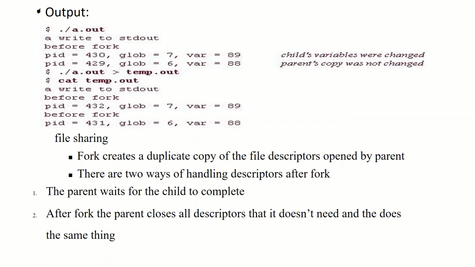After 429, 430 is generated. Whatever the global information is, it should be changed from 6 to 7. The next information should be held, and the value held in the stack changes from 88 to 89. That information is printed. Okay. Do you want to print the same thing?